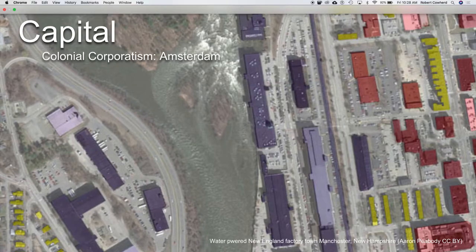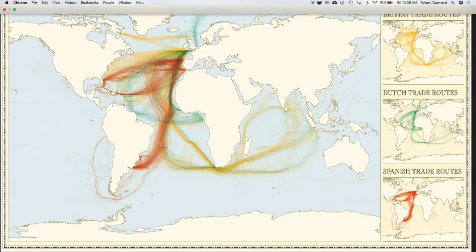And so the first theme is corporations and their role in the colonial project. This is something that I recently published, and it struck me that it was actually quite a useful example for this class.